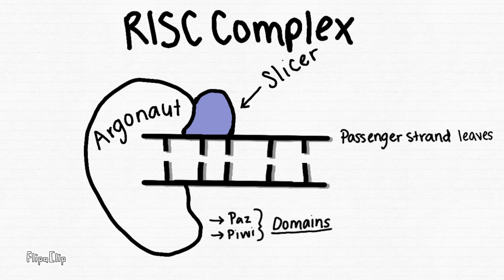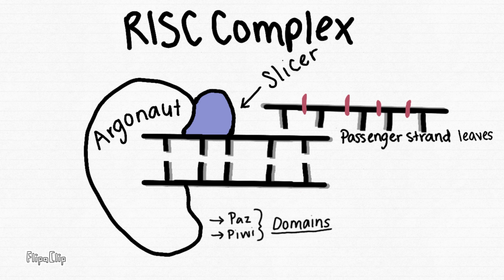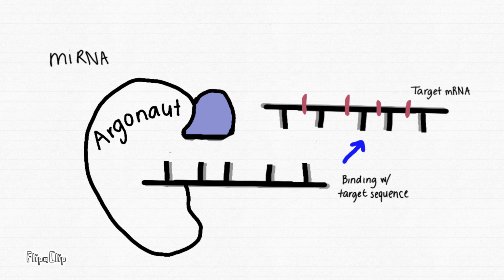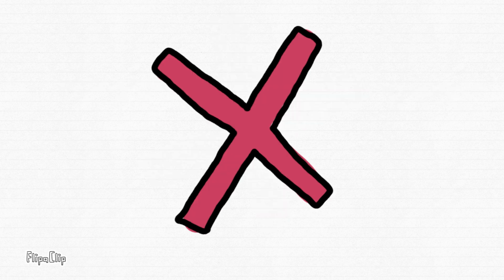The RISC complex is composed of 2 domains, PAZ and PIWI. PAZ will bind with the strand to form the guide strand and migrate to a target sequence of single-stranded mRNA. The passenger strand, or the single strand, will then leave. Next, the miRNA will bind with a target sequence, or target mRNA. Later, the nucleation process will take place, thus forming a double-stranded RNA. This will then leave the mRNA to be cleaved into 2 parts. Afterwards, that means the protein that should be produced from the translating RNA will no longer be produced inside the cell.